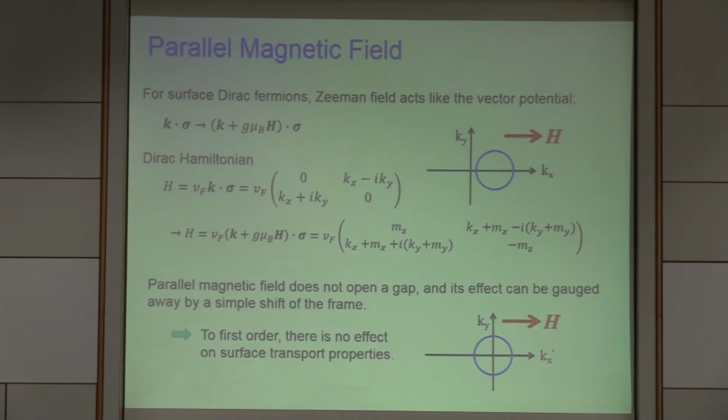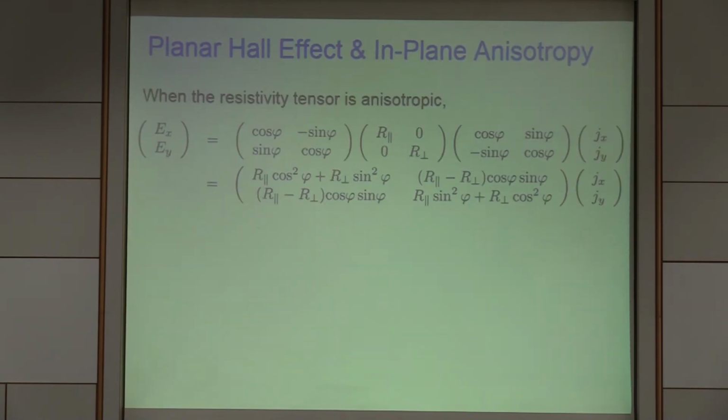But we have come to find that the in-plane magnetic field actually has an observable effect on the surface transport properties. That happened in the so-called planar Hall effect. And to explain the planar Hall effect, I should start from the basics.